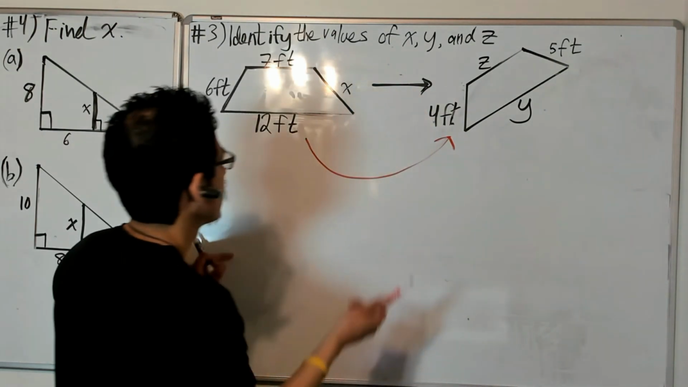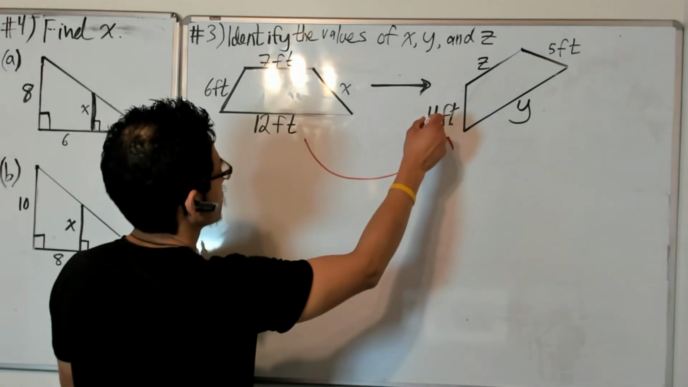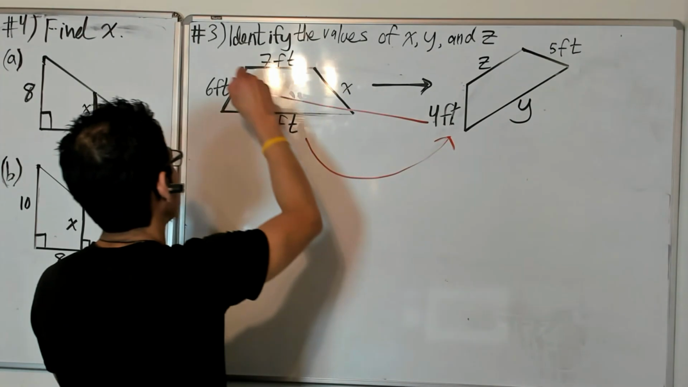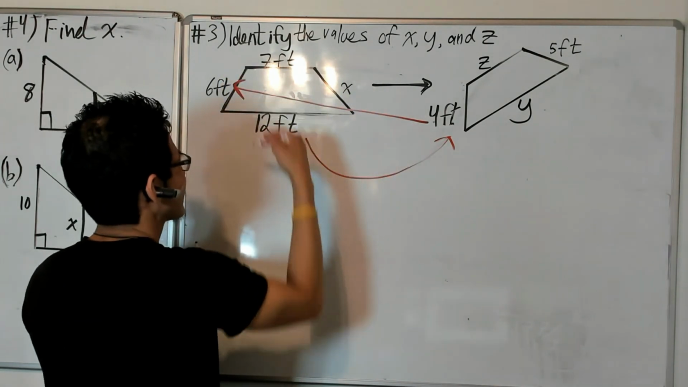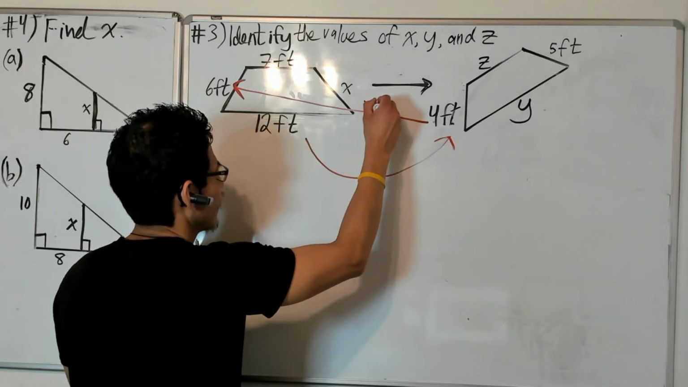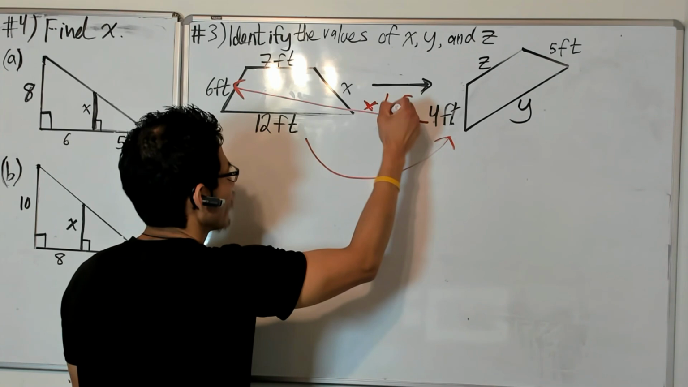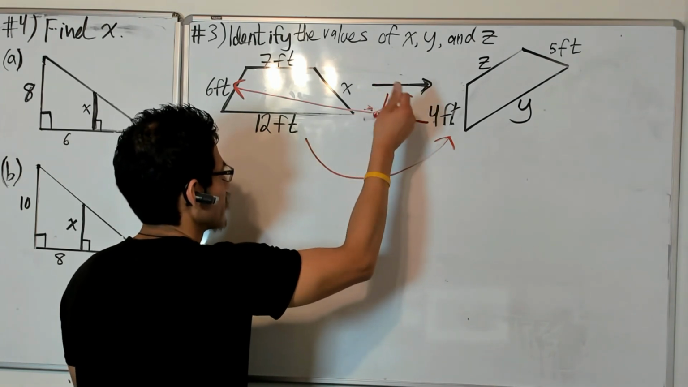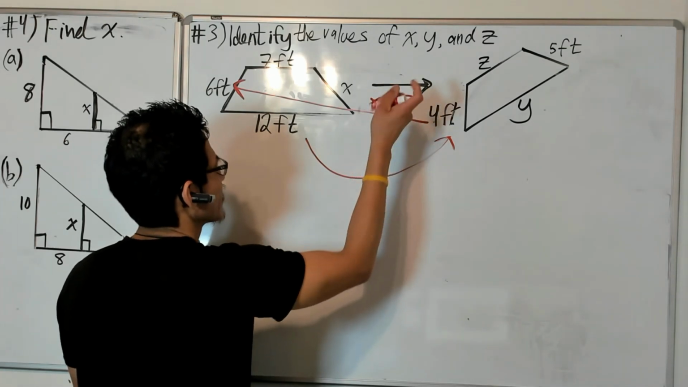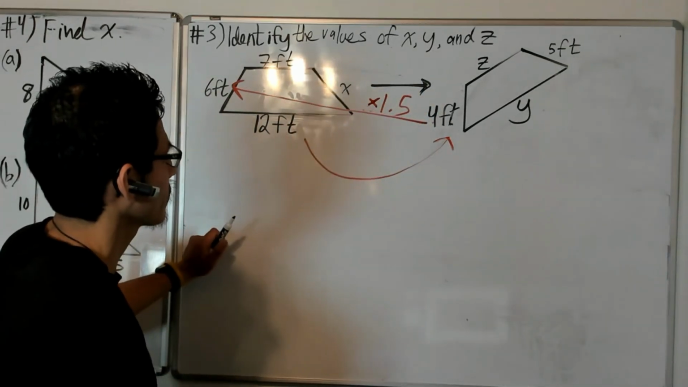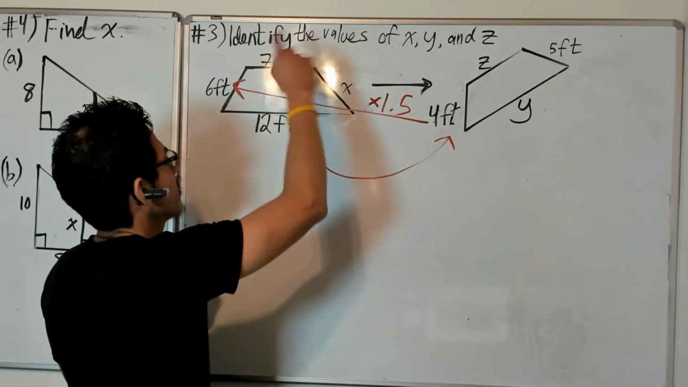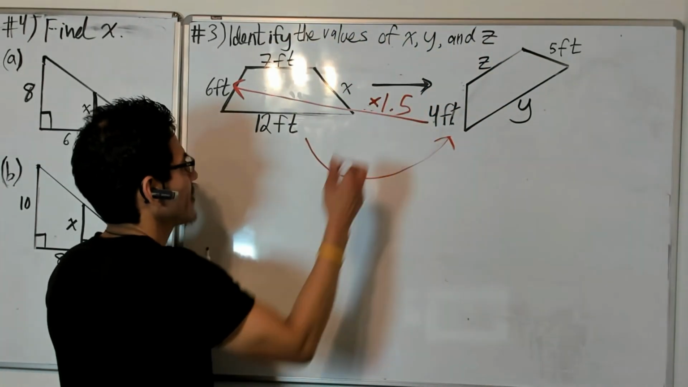So let's actually change this. Well, let's not change it. This 4 is going to go with that 6. And you're like, well, what do you have to multiply 4 by to get 6? That's going to be times 1.5. I'll make it a dot. That means the scale factor to get from this trapezoid to this one is multiplying by 1.5.